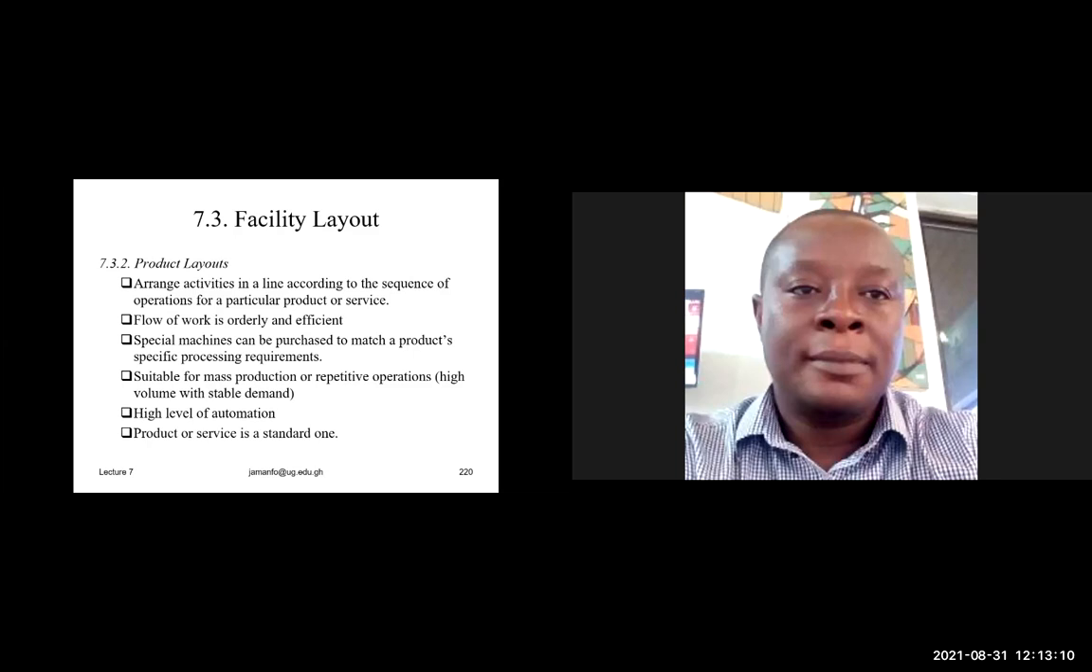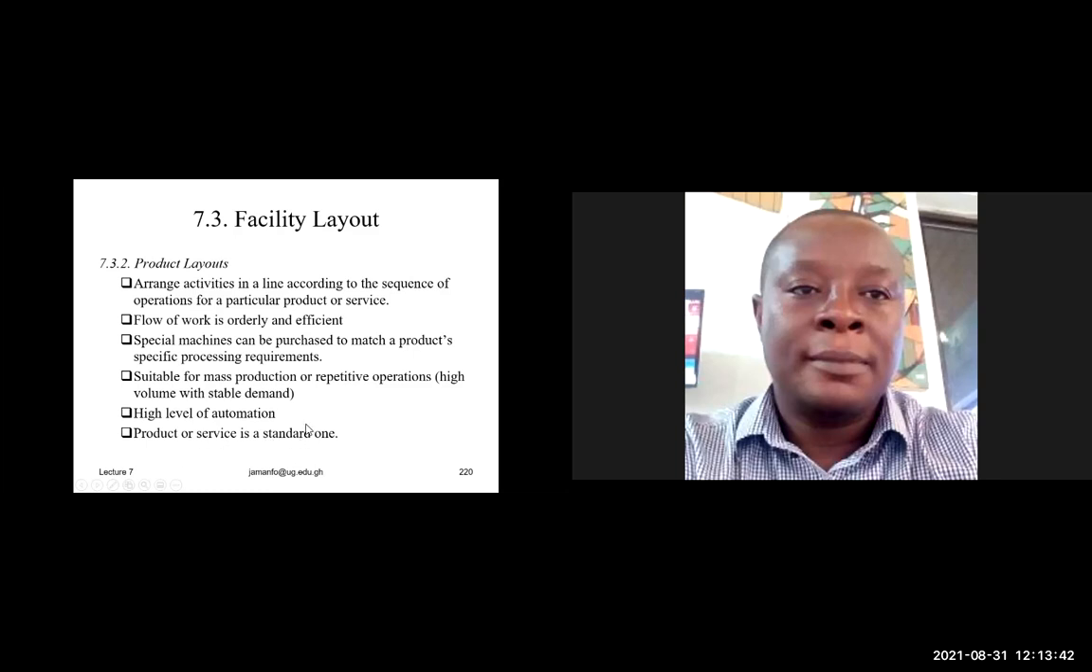It may be a straight line, it may be an L-shape, it may be a circle, it may be U-shaped, but it still qualifies as a product layout as long as the product is moving through a sequence of events to get it done. Usually with product layout, we tend to have a high level of automation, and the production or the service being delivered is usually a standardized one.